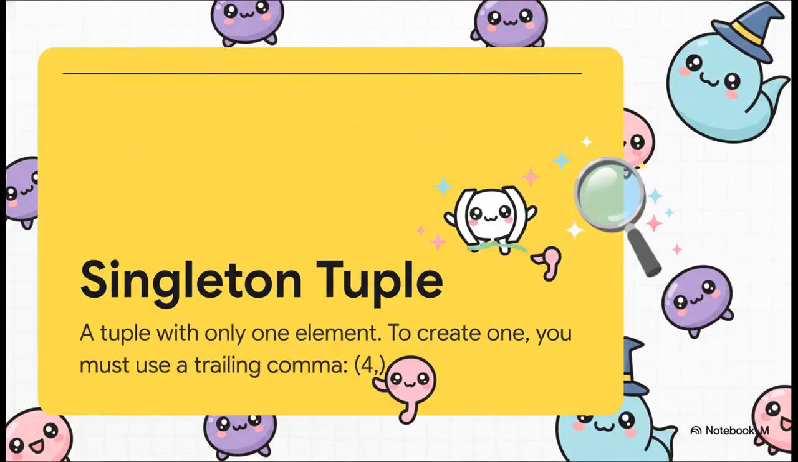So to create a tuple with just one element, what's often called a singleton, you absolutely must add a trailing comma. That comma is the explicit signal to Python that says, hey, I'm for real creating a tuple here, not just grouping a number.